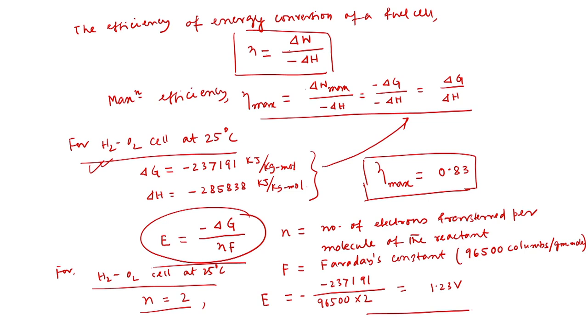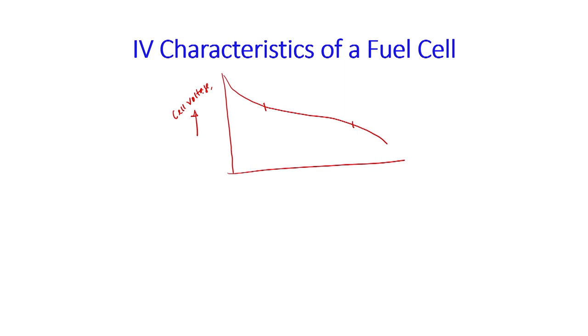Now let us learn about polarization, how this happens, and for that we need to learn IV characteristics of fuel cell. So let us learn this IV characteristics of fuel cell. It goes something like this. We can classify into three parts, and in the vertical axis is cell voltage, and horizontal axis is current density. Current density is ID, and we can write this is VC. So you can represent A, this is B, this is C. Okay.